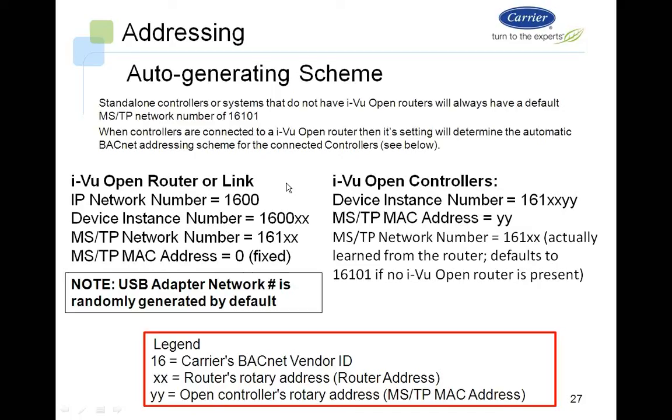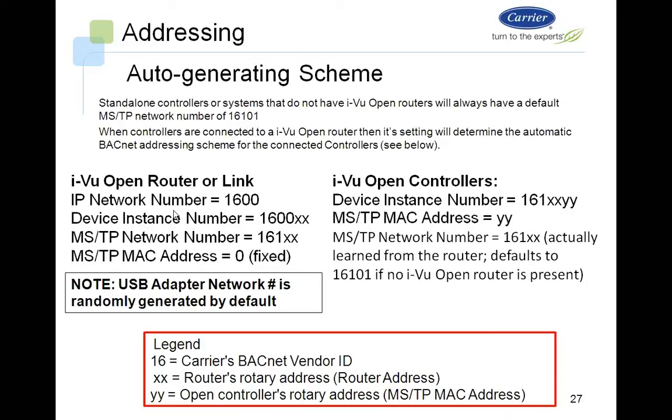The MAC address of an open router or link, as we mentioned earlier, is always 0 and cannot be changed. One thing to note is the USB adapter network number will be randomly generated when it's connected to the open server, so it will not follow this criteria because there are no rotary switches on the USB adapter, so there's no way for it to pick up that information.